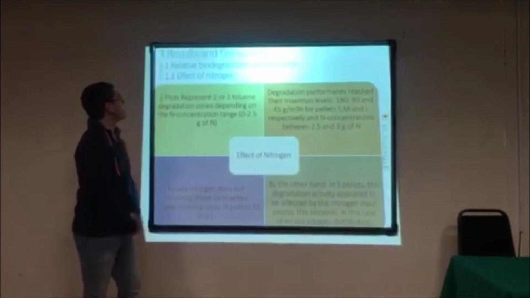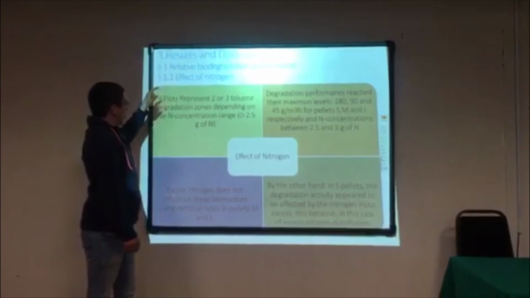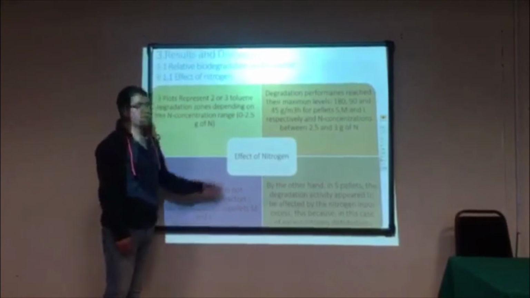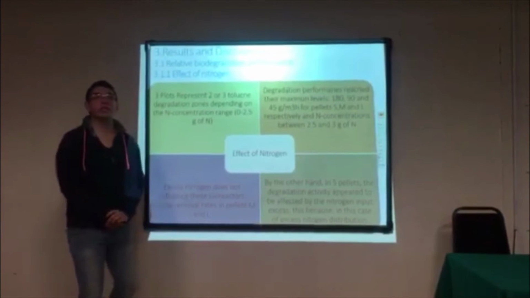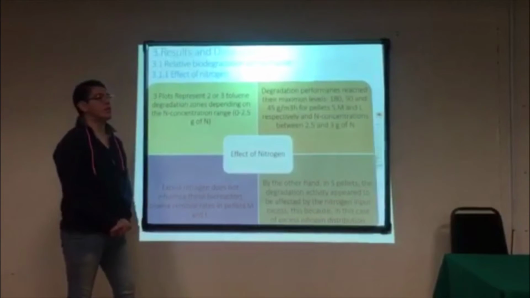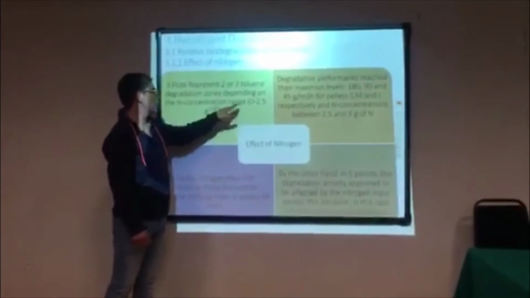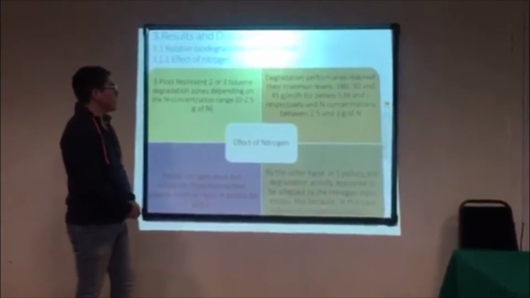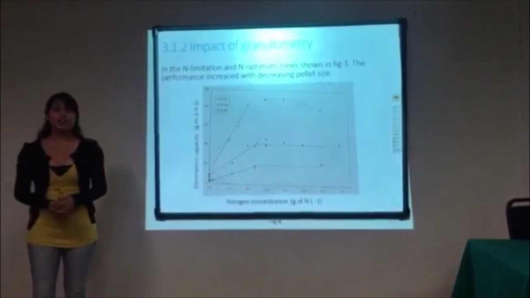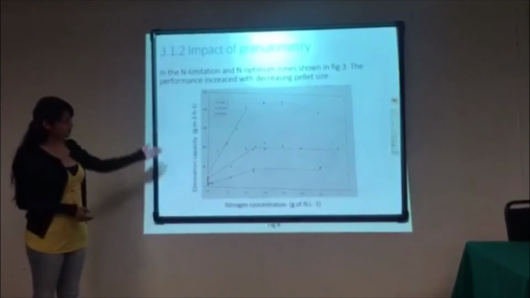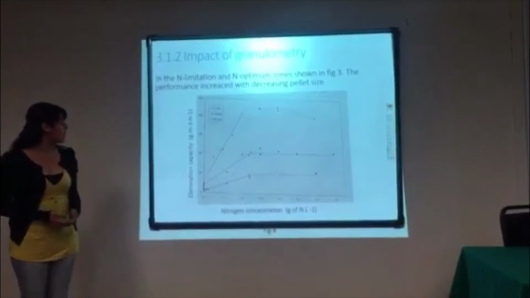Well, in the results and discussion, they first of all discuss the effect of nitrogen. They say that the three plots represent two or three toluene oxidation degradation zones depending on the nitrogen concentration range, which was 0 to 2.5 grams of nitrogen. Next, I explain the impact of granulometry in the N limitation and N optimum zones shown in figure 3. The performance increased with decreasing pellet size.